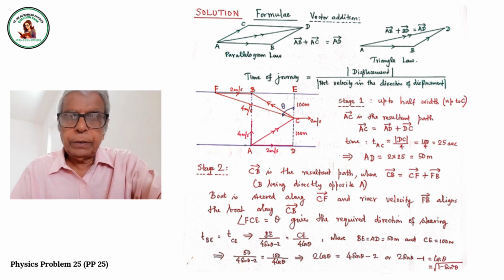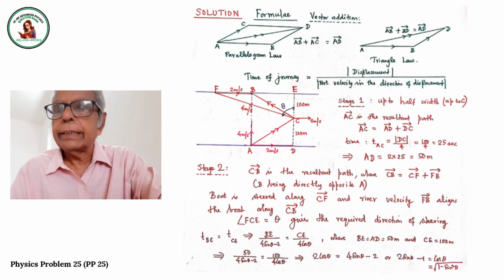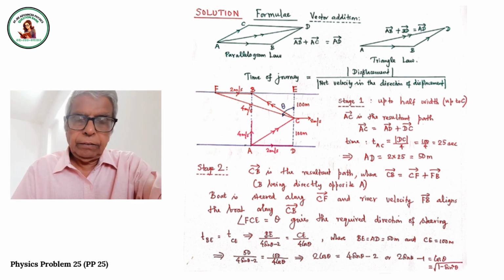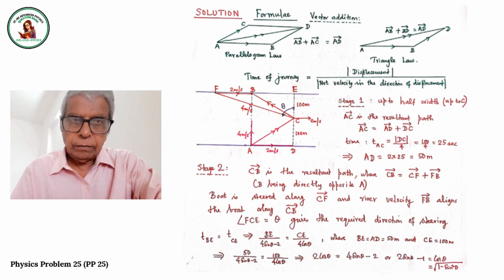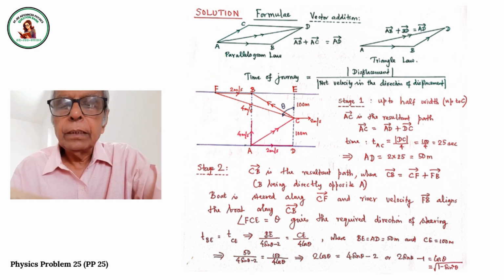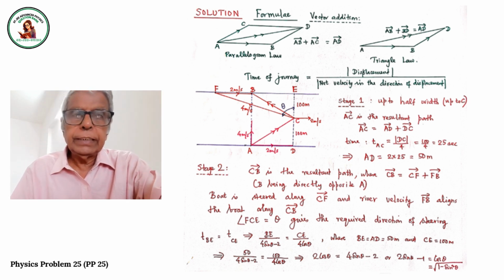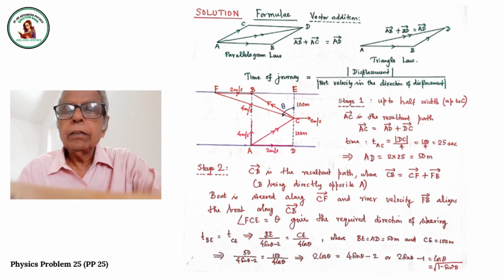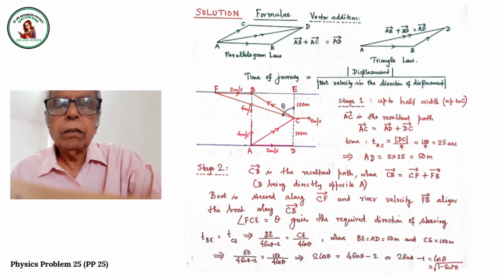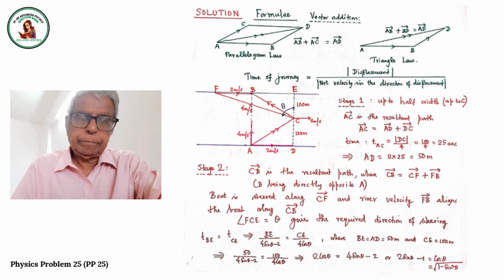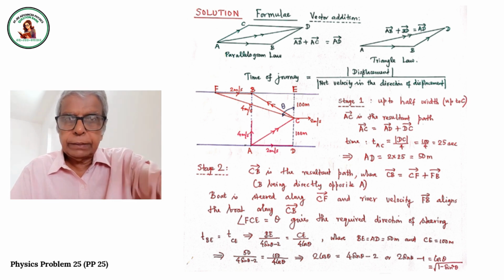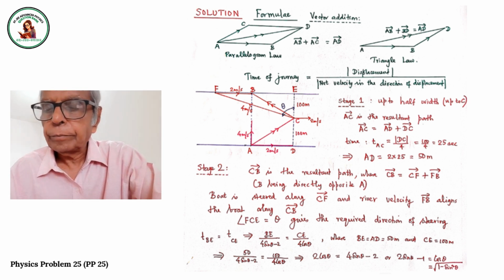and for which purpose the boat is steered along another direction, vector CF, making some angle theta. Theta is marked in the diagram. So it is diverted in CF direction. The river flow will further drift it in its own direction, making the final orientation along CB. So CB is the point where it has to reach.